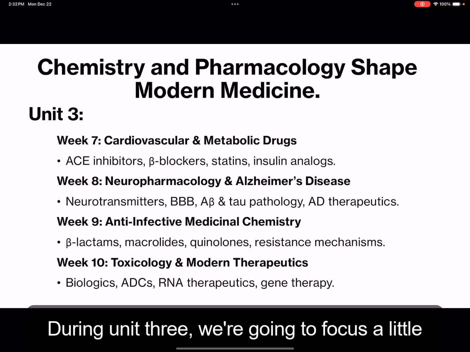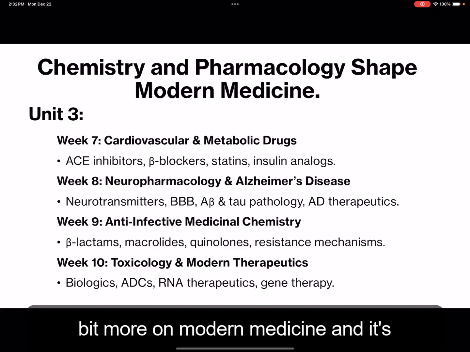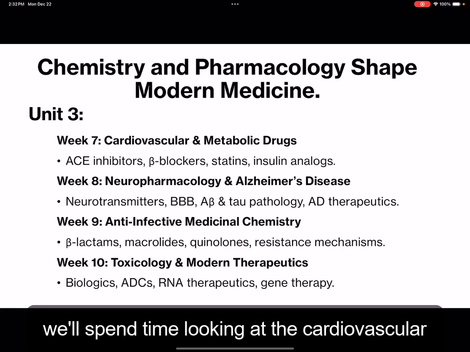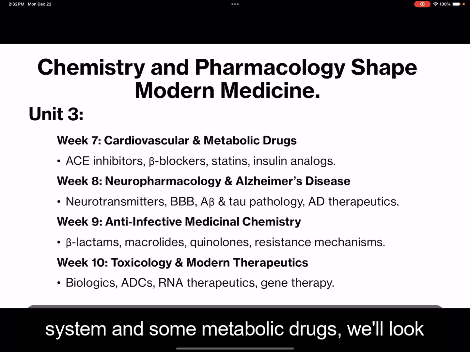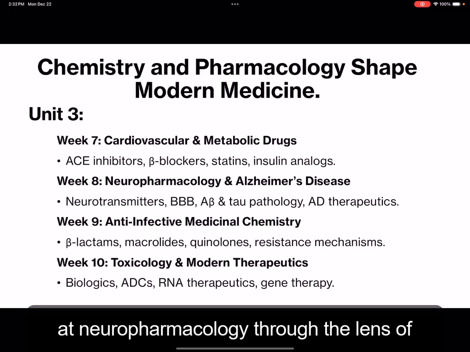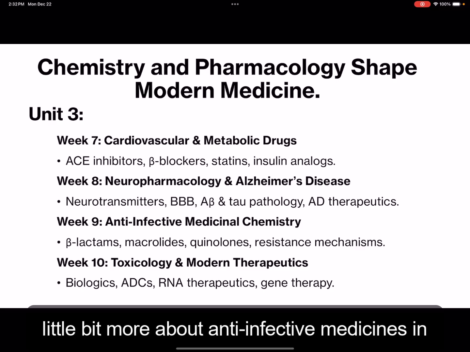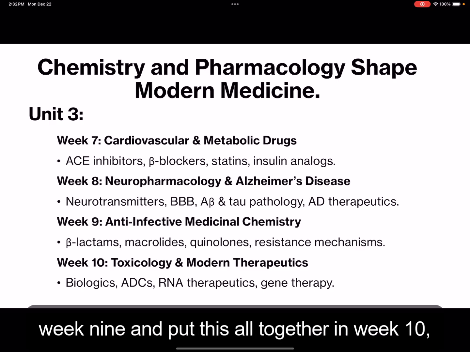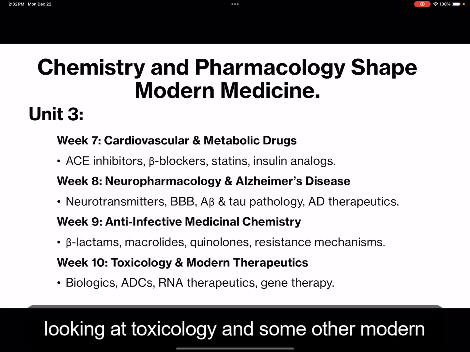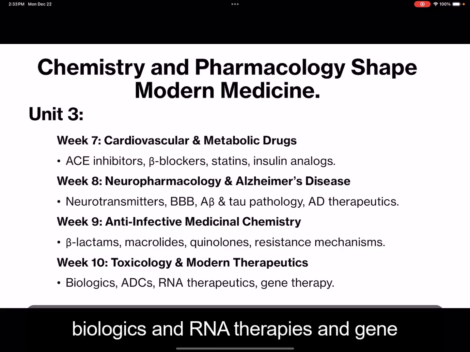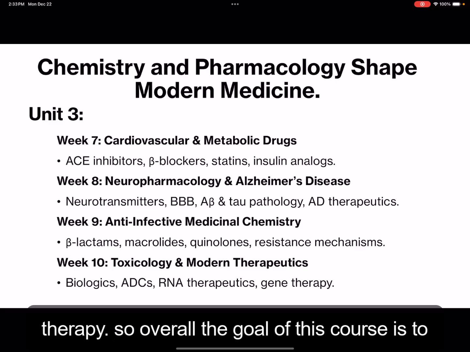During unit 3, we're going to focus a little bit more on modern medicine and its application to actual disease states. And so we'll spend time looking at the cardiovascular system and some metabolic drugs. We'll look at neuropharmacology through the lens of Alzheimer's disease during week 8. Talk a little bit more about anti-infective medicines in week 9. And put this all together in week 10, looking at toxicology and some other modern advances to therapeutics, including some biologics and RNA therapies and gene therapy.